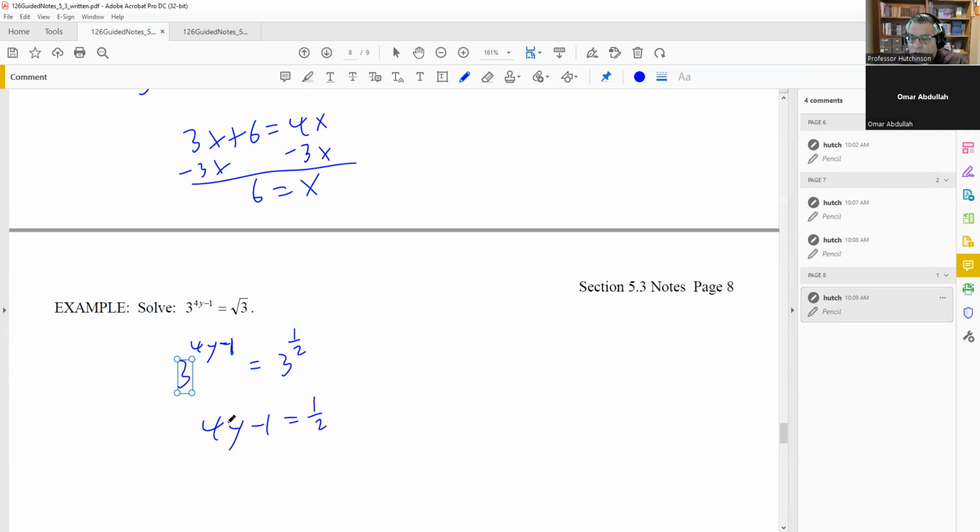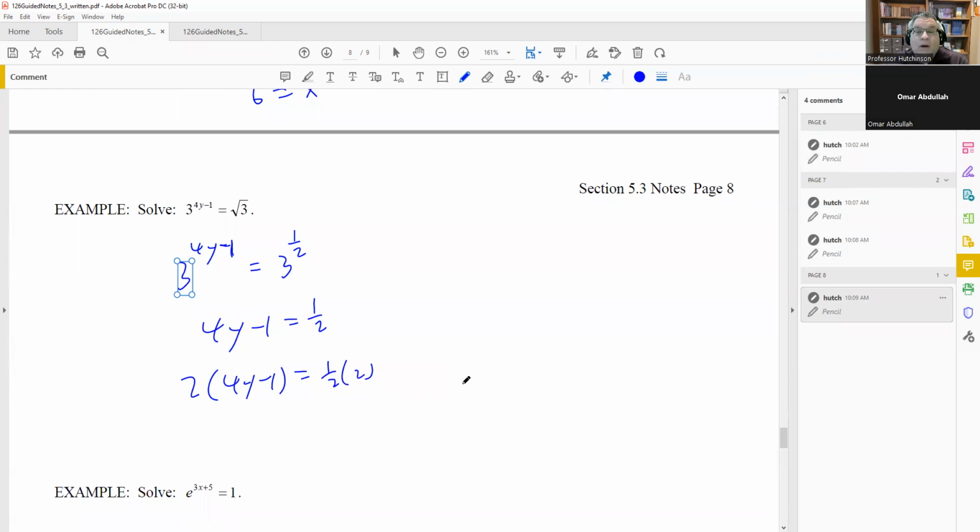Since the bases are equal, we can set the exponents equal to each other. One way, if you don't want to deal with the fractions, you can just multiply the whole equation by 2. So that's what I'm going to do here. I'm just going to take both of these and multiply it by 2. And that's okay as long as you do the same operation to both sides. 8y minus 2 is going to equal 1. So then if I add 2 to both sides, I'll get 8y equals 3, and then I can divide both sides by 8 to get 3/8 as the answer.